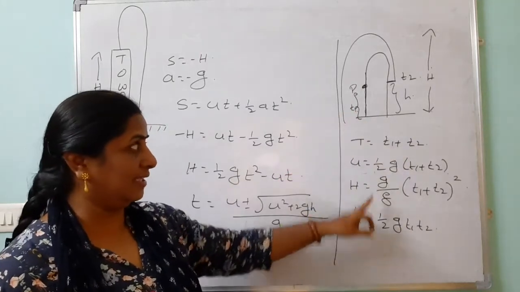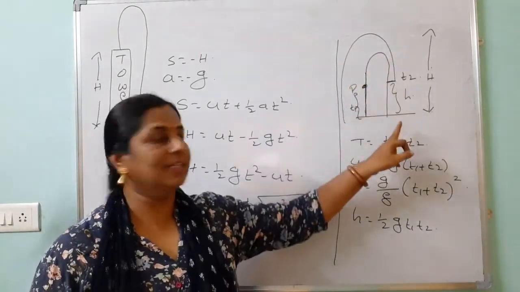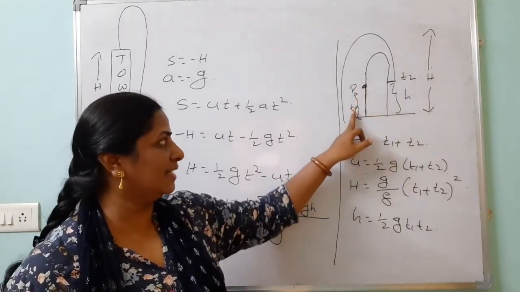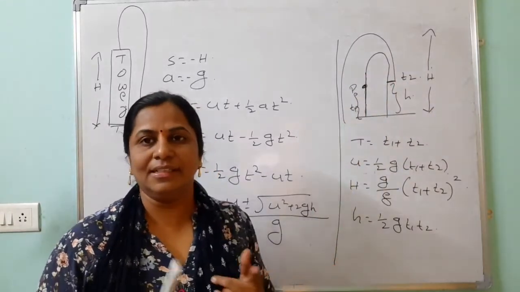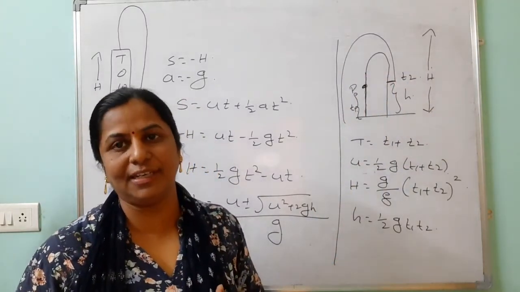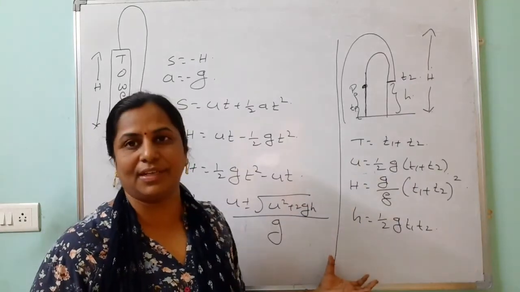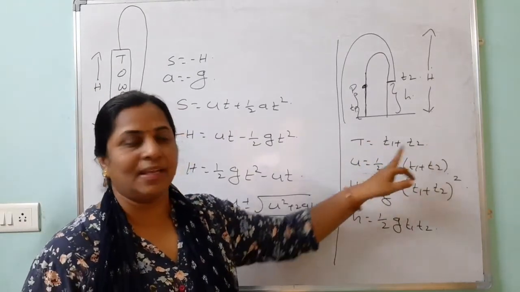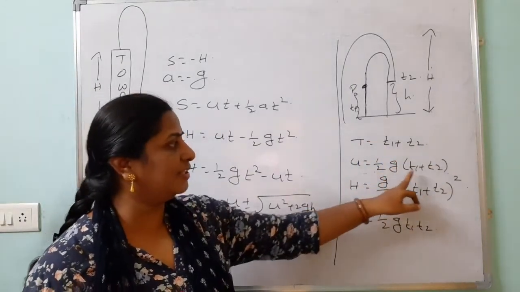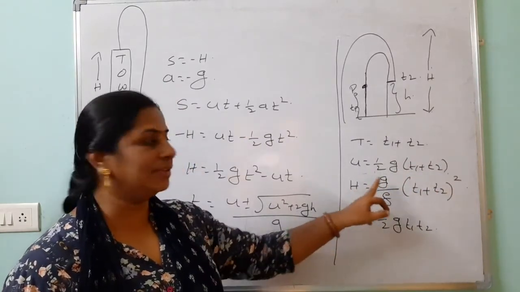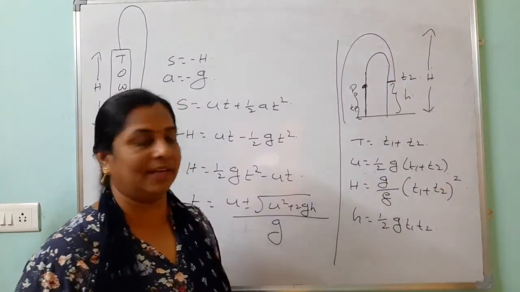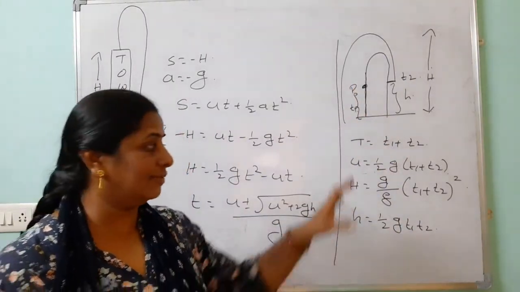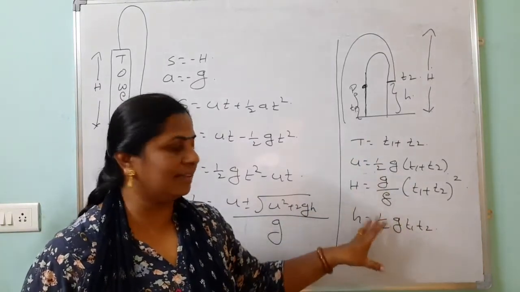Then our next topic is, look here, when the body is projecting upwards, it covers the point P two times. One is while going up, it takes t1 seconds, while coming down, it takes t2 seconds. So the given data is only t1 and t2. With the help of this, after simplifications, otherwise directly you should remember that total time of flight is t1 plus t2. The velocity of projection is half g into t1 plus t2. Then H equals g by 8 into t1 plus t2 whole square. This small h, from here to here, is half g into t1 into t2. This is a very, very important topic. Try to remember all these formulas here.